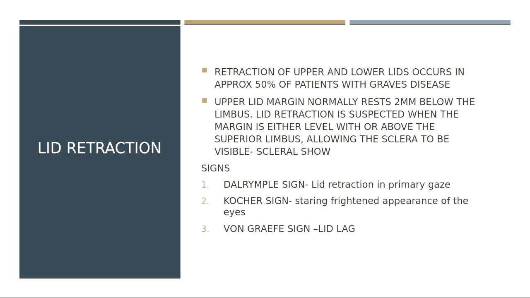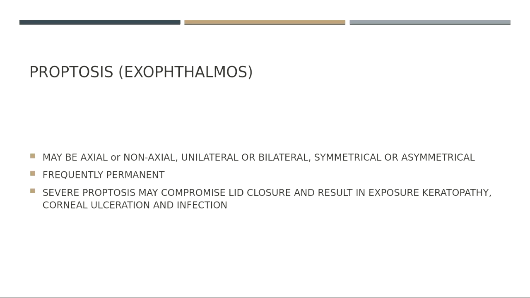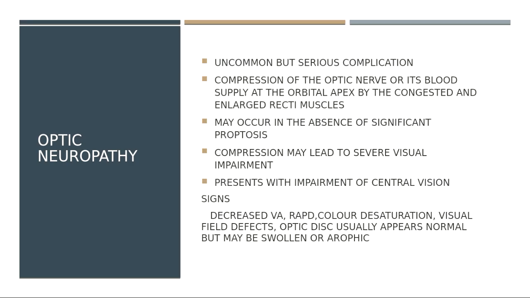Lid retraction and proptosis. And of course, do you all know what are the three main complications of thyroid eye disease? So you can get exposure keratopathy, you can get an optic neuropathy, right? And you get an optic neuropathy because you have compression of the optic nerve, usually at the orbital apex.